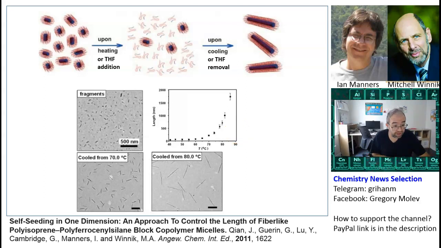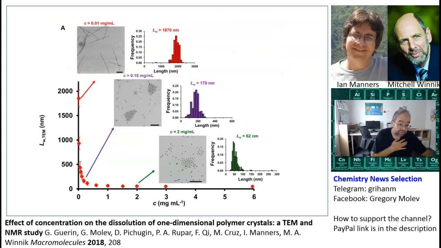Another way to control length, which actually was discovered in my work in the group of Mitch Winnik, was control by concentration. So if you take a different concentration of the seeds, you will get different lengths. Here is the chart of the different lengths as a function of concentration of the seeds. And to speak as simply as possible, when you have more seeds per volume and they kind of interfere with each other, it's more difficult for the solvent to dissolve the seeds, so more of the seeds survive, and if more seeds survive at higher concentration, you will get shorter micelles.